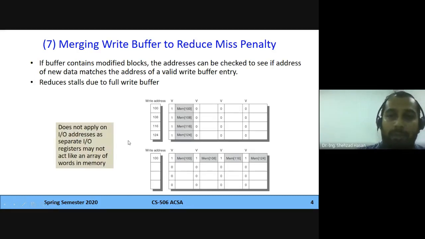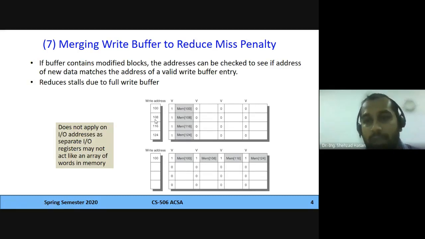It would not be applied to IO addresses, because in IO addresses these locations might not be to the same IO device. It could be the case that 100 is one IO device and 108 is a different IO device, and whenever there is a different IO device, it needs its own address. Because in a merging write buffer we are just providing a single address and writing the whole thing down at contiguous locations, this cannot be done for IO devices, because if they are two different elements, then they need their own address to start their operation.